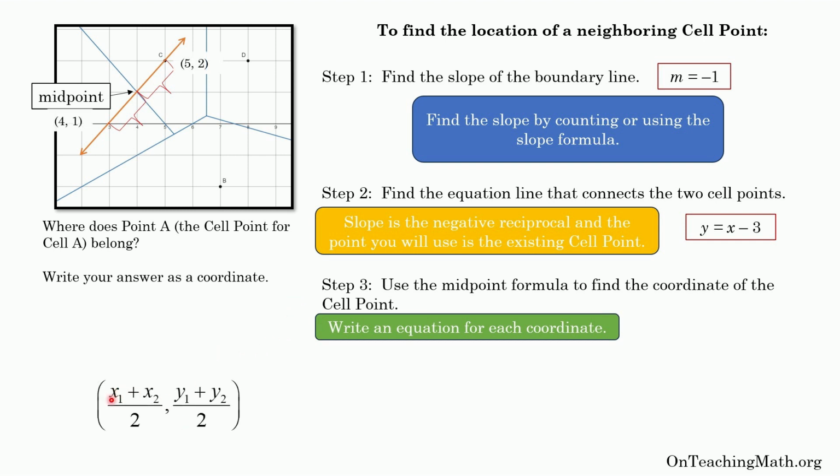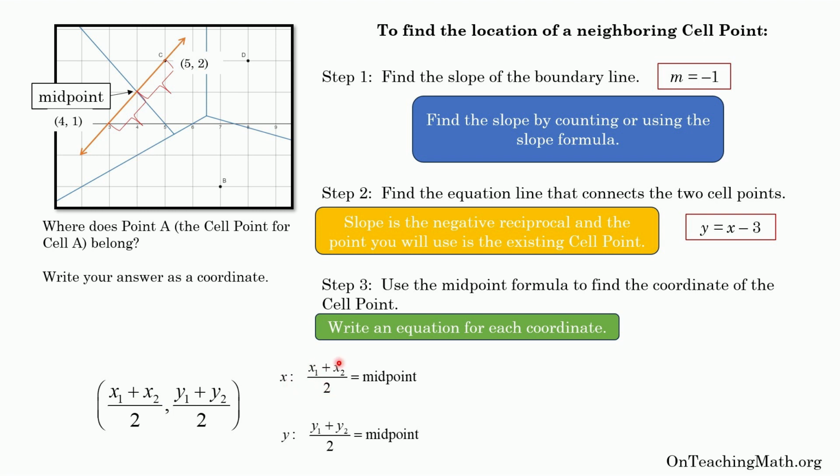Now, the midpoint formula is the sum of the x's divided by 2. That's the x coordinate. And if you add the y's of the two points, the point over here that we don't know (we're pretending we don't know, anyway) and this point, and divide by 2, that's the midpoint. So we know that the midpoint is (4, 1). We know one point is (5, 2). So let's separate the x's and the y's a little bit and set up some formulas.